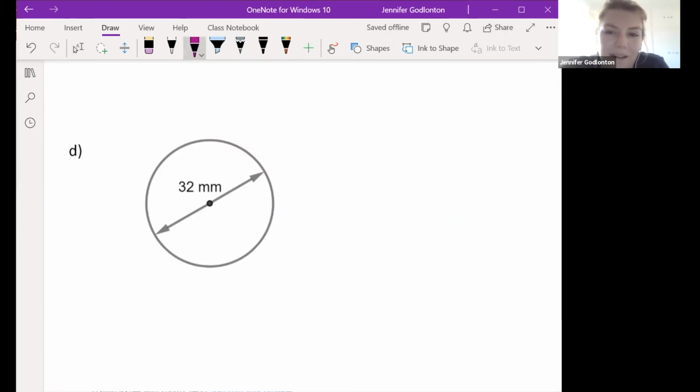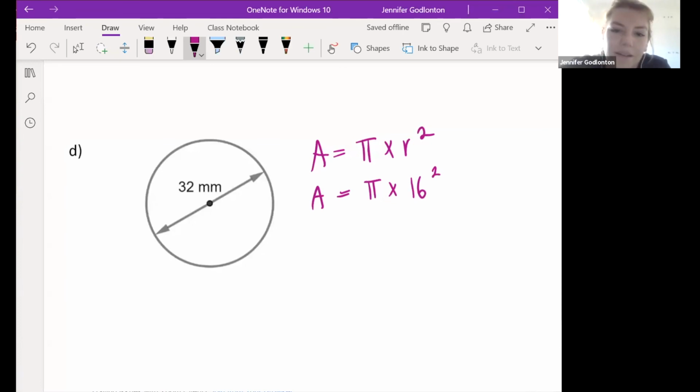Okay, now 2.5. I said A is equal to pi times r squared. Beautiful. Then I said A is equal to pi times 16 squared. And how did we know it was 16? Because I divided 32 by 2. Good. So if my diameter is 32, then my radius is going to be 16. Beautiful. Okay, keep going.